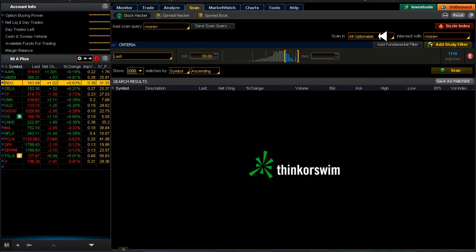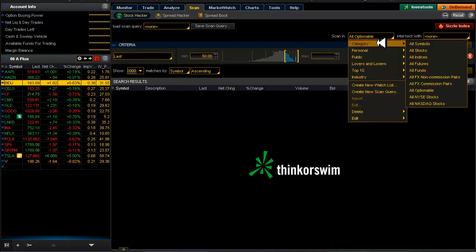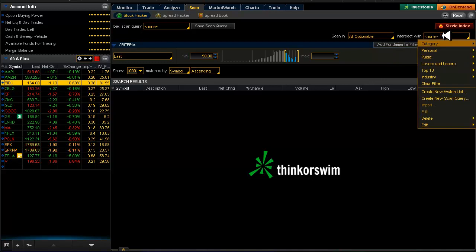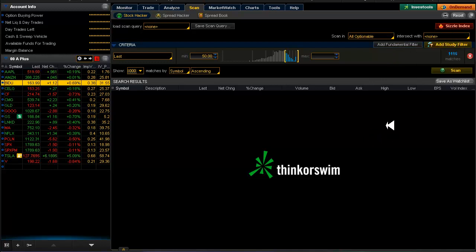We're scanning in this particular watch list here, which is the all optionable watch list. You get this out of the category. You could say all symbols, all stocks, all indices, and so on. I picked down here all optionable, and I didn't want it to intersect with anything else or match any other list to see which ones are on both lists. So that's what I'm going for, all the optionable.